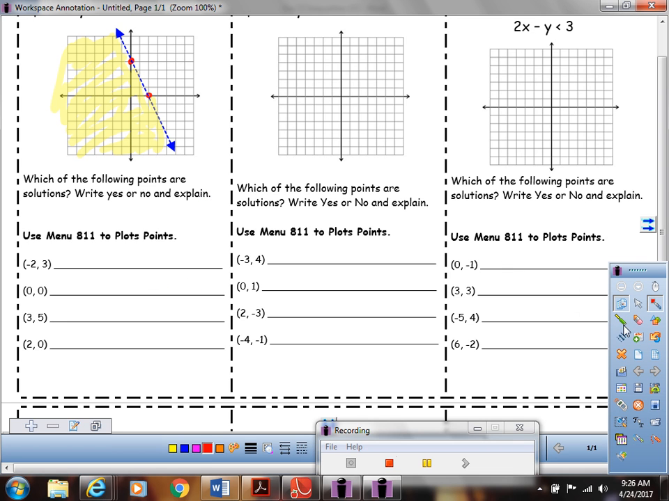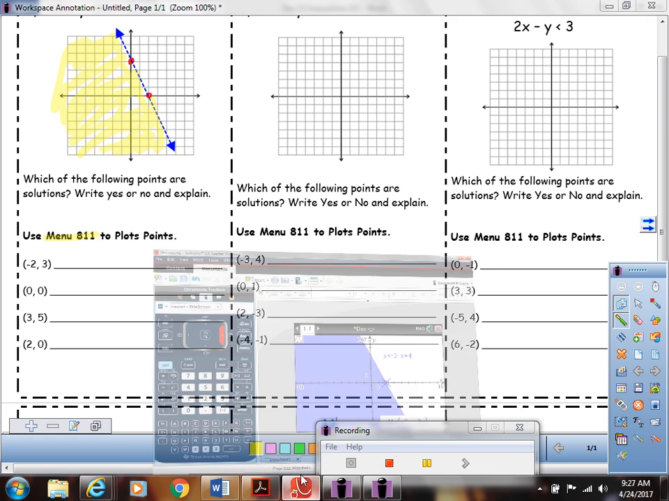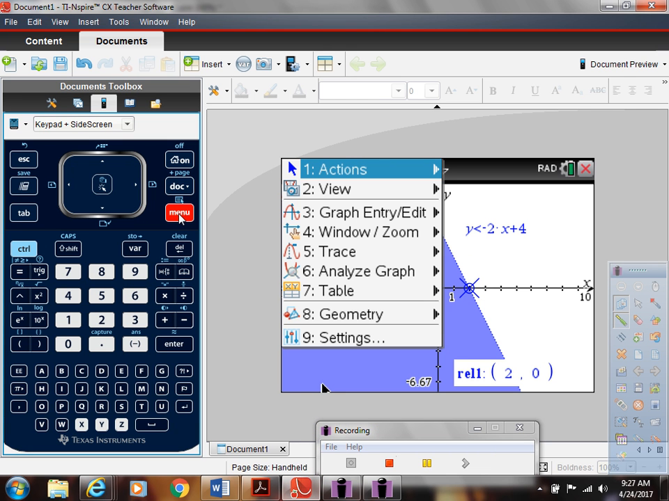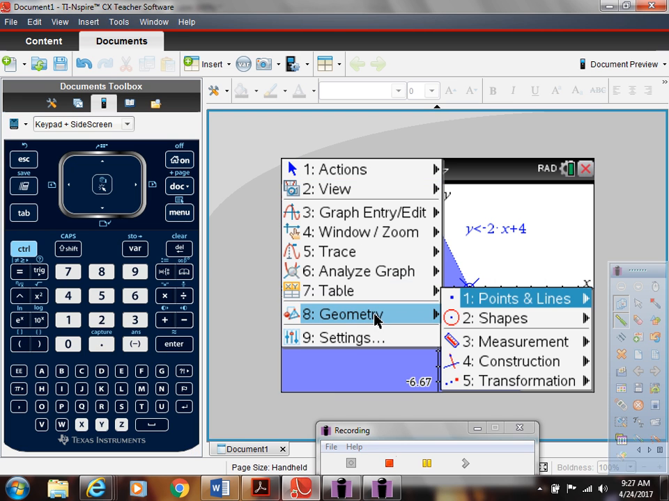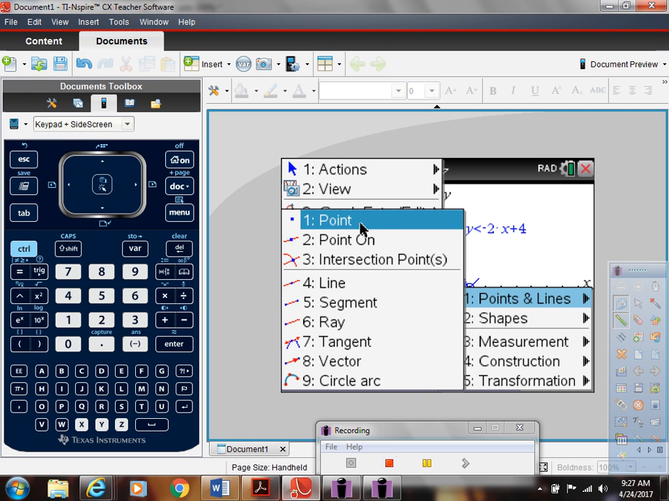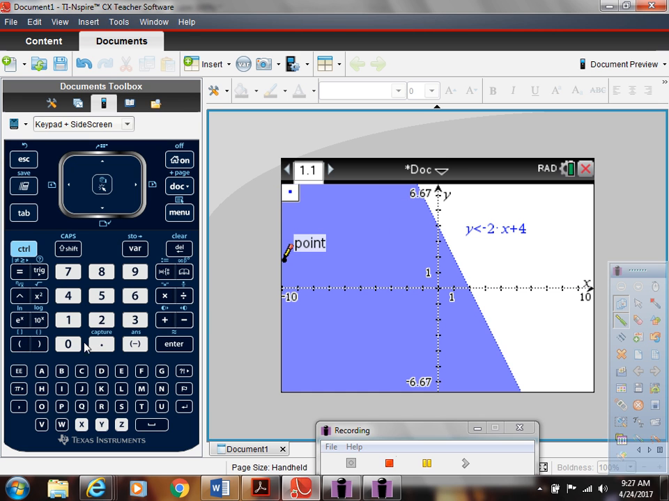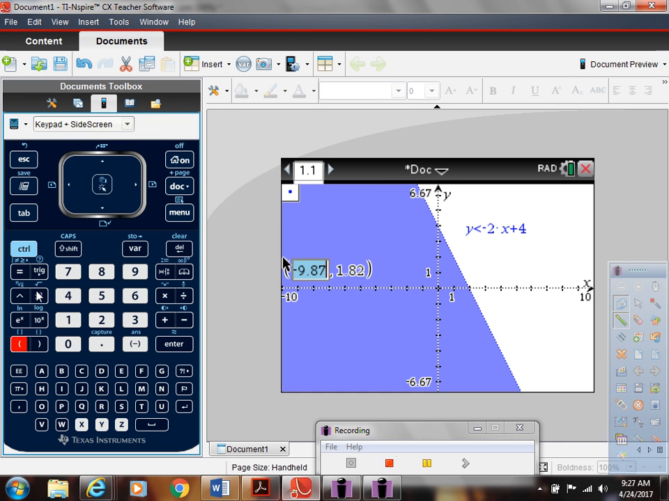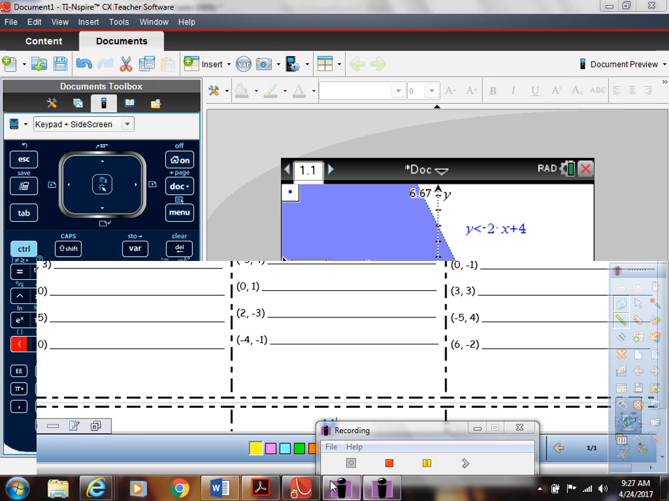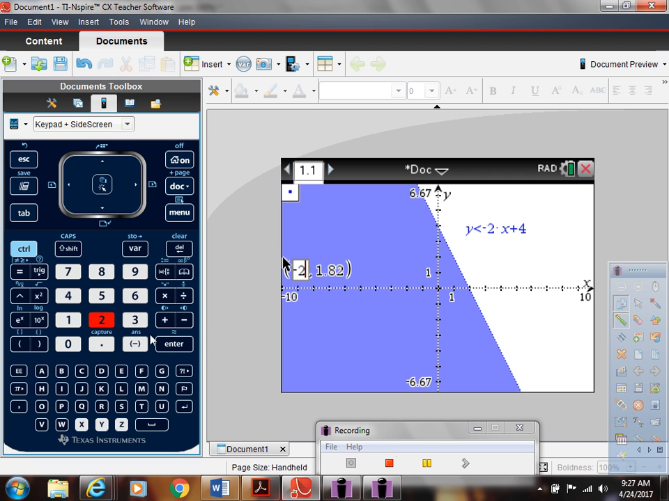So what we can do, remember that we can plot points using menu 811. Let's plot negative 2, 3 to see where it ends up. Remember, you can do this on the STAAR too. Go to menu, go to geometry, which is 8, go to number 1, points and lines, and then number 1 again, 811. Remember, you have to open the parentheses and then type in each number with an enter. So what's the first number? Negative 2. You type in negative 2, press enter, and then 3, enter.